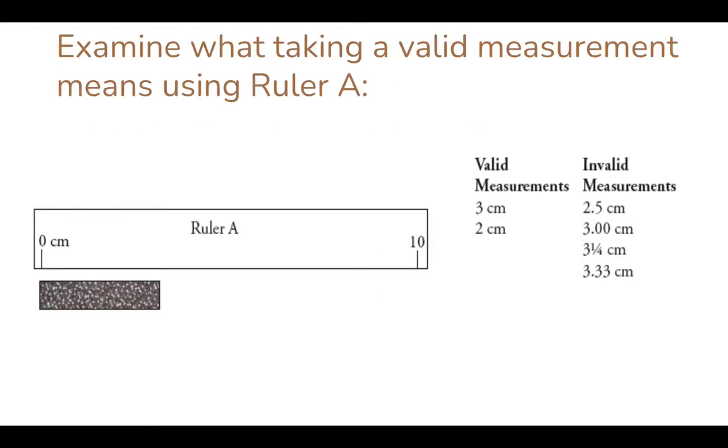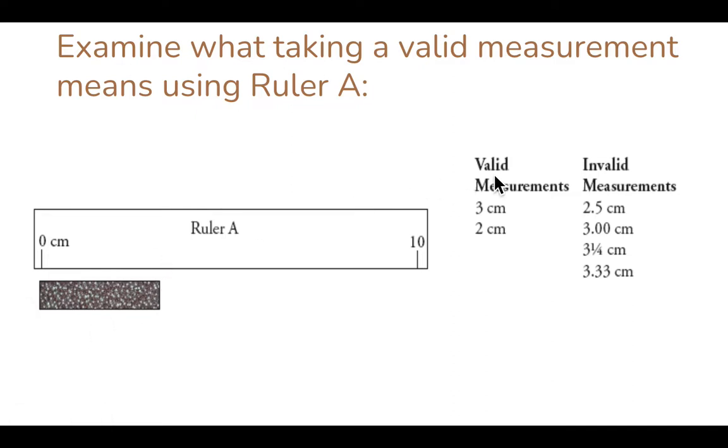Let's talk about what a valid measurement is using this POGIL and looking at a couple of different rulers, and what a valid measurement is and what an invalid measurement is. So you have this ruler and it is only marked 0 and 10. There are no more marks. And you're trying to measure this small little piece of wood, and you put it up against the ruler.